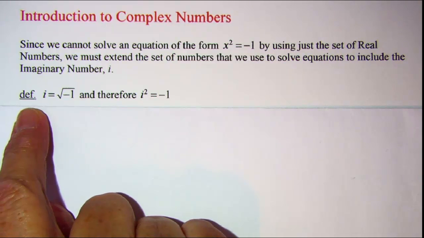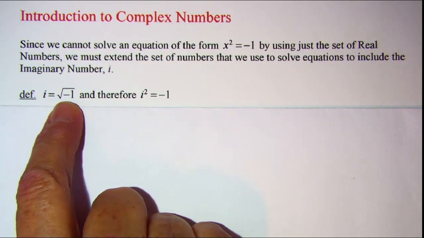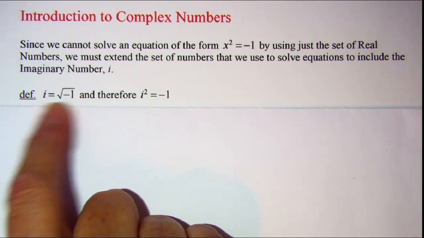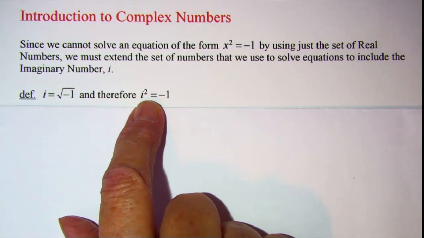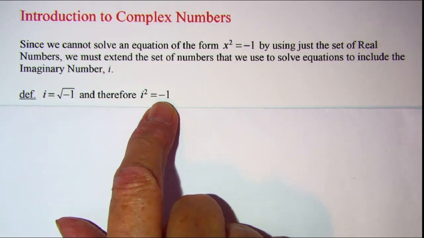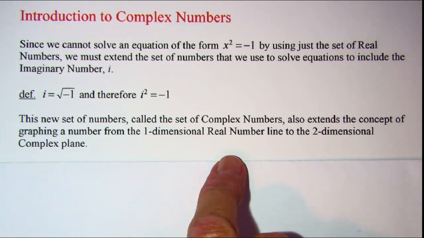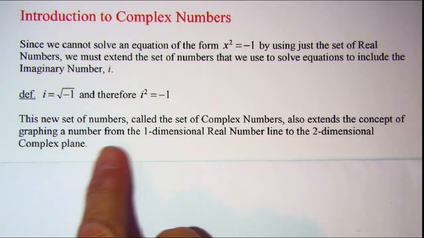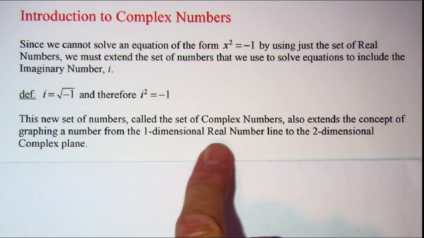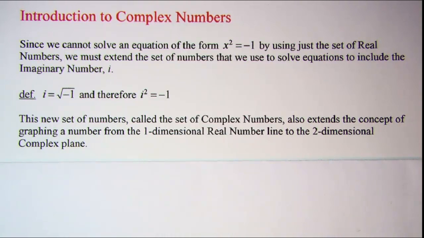The definition of i is equal to the square root of -1. Therefore, if you square both sides of this equation, you'll also get i squared is equal to -1. This new set of numbers, called the set of complex numbers, also extends the concept of graphing a number from the one-dimensional real number line to the two-dimensional complex plane.